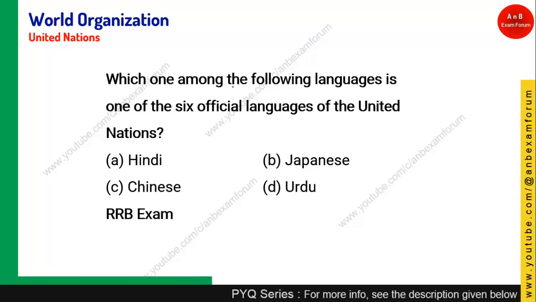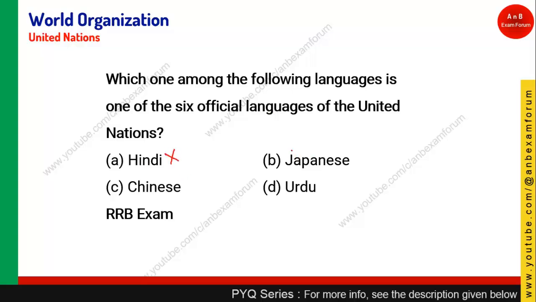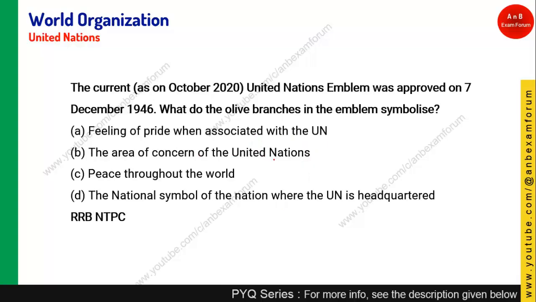Coming to the next, which of the following languages is one of the 6 official languages of the United Nations? There are 6 official languages, and you should remember Hindi is not an official language, Japanese is not, Urdu is not. As I told you, English and French are the working languages, whereas the official languages are Chinese, Arabic, Russian and Spanish, along with those. So those who chose C, Chinese, are correct. Chinese is one of the official languages.